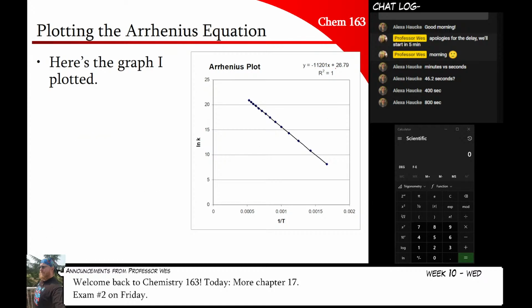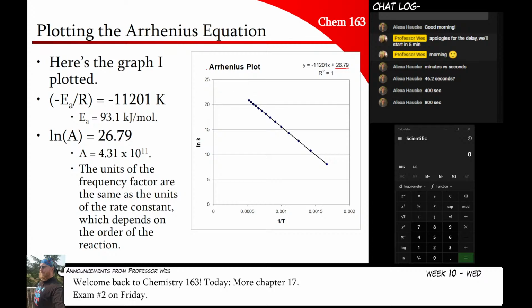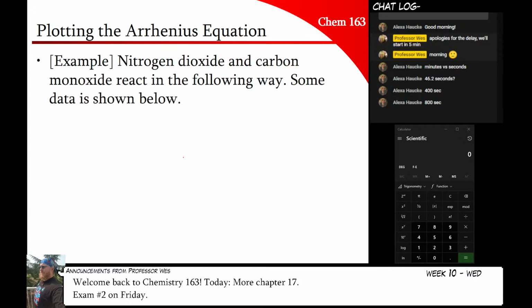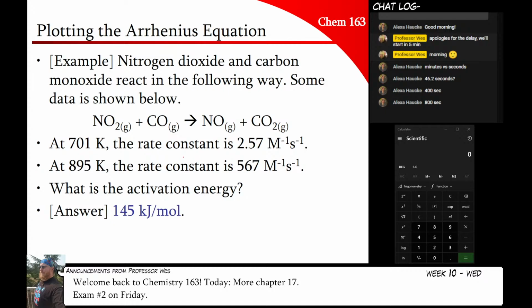And then I could also figure out the frequency factor here by just saying, well, natural log of the frequency factor equals that number. So therefore, A must be some ginormous number, because it would be e to that 26.79. There's a shorter version equation of this where if you just have two data points, you can compare rates directly. That's nice and all, whatever, who cares?